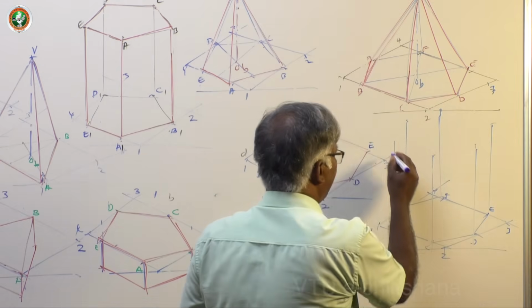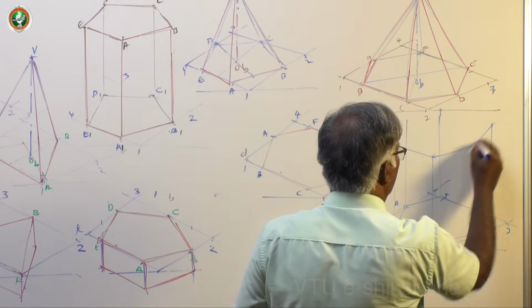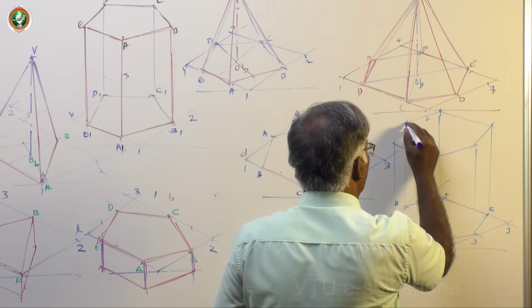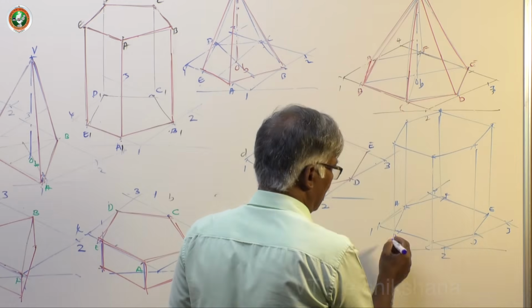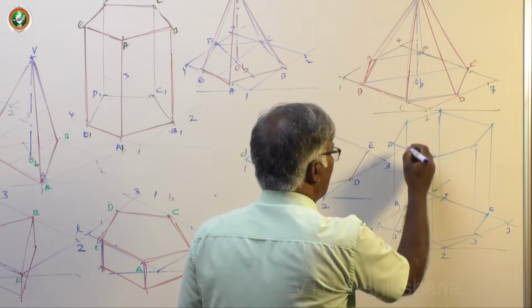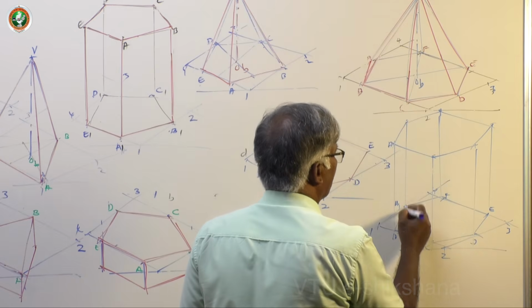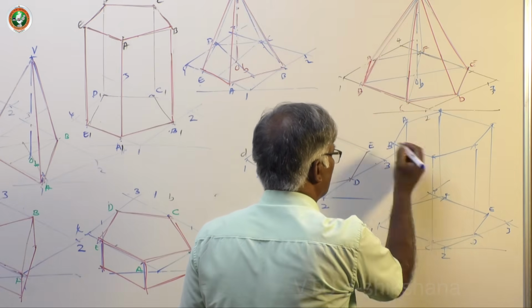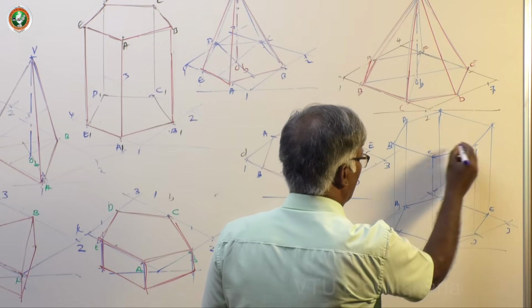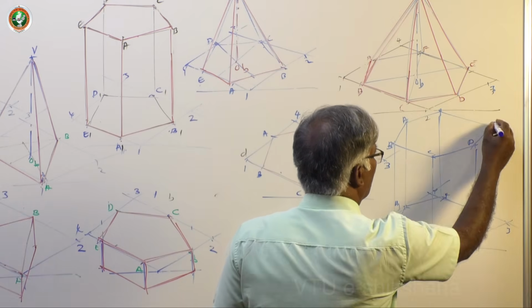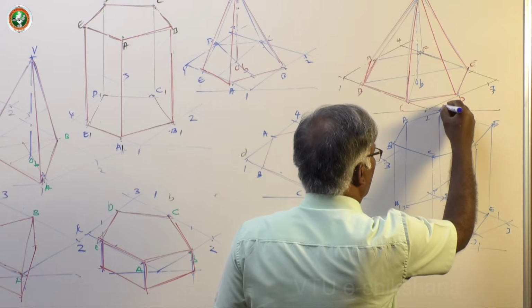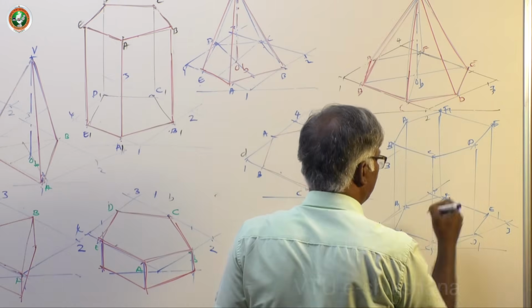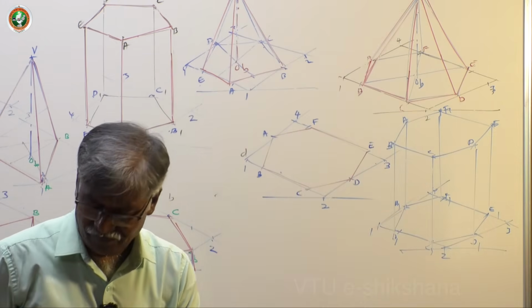Now, join them in order. This is A1, B1, C1, D1, E1, F1. Join them with a dark line.